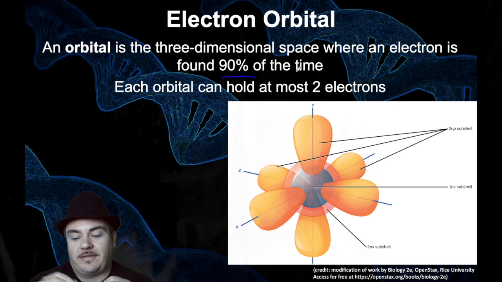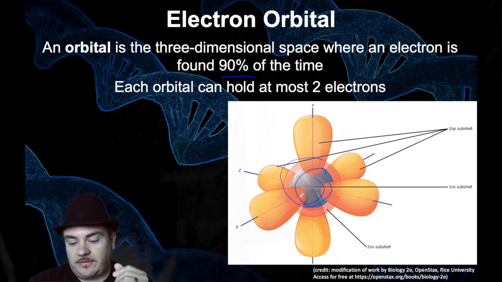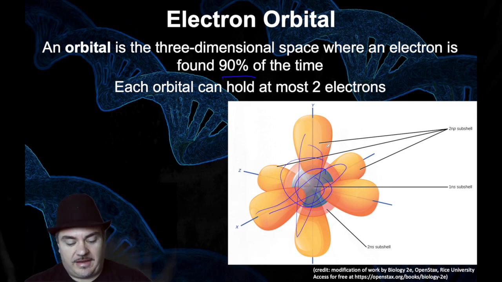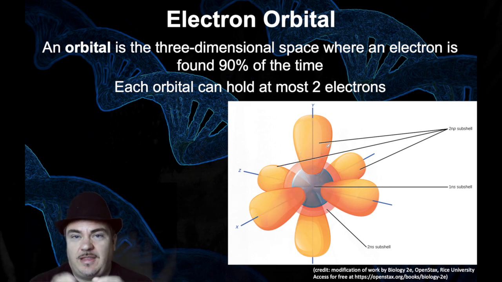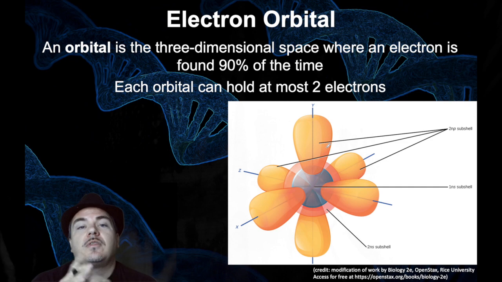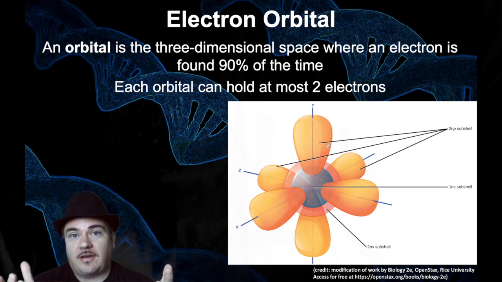Details about orbitals, like they come in different sizes and different shapes, like these spherical ones here versus these dumbbell-shaped ones here. Take chemistry to learn about that, and they fill in different orders. Take chemistry. For us, an orbital is a physical space where you find an electron 90% of the time, and each orbital holds at most 2 electrons.